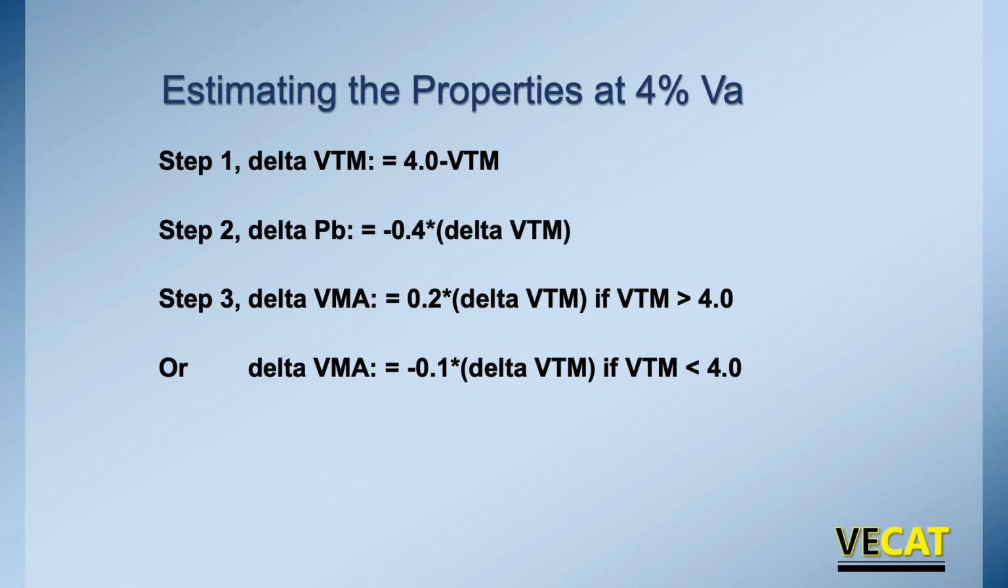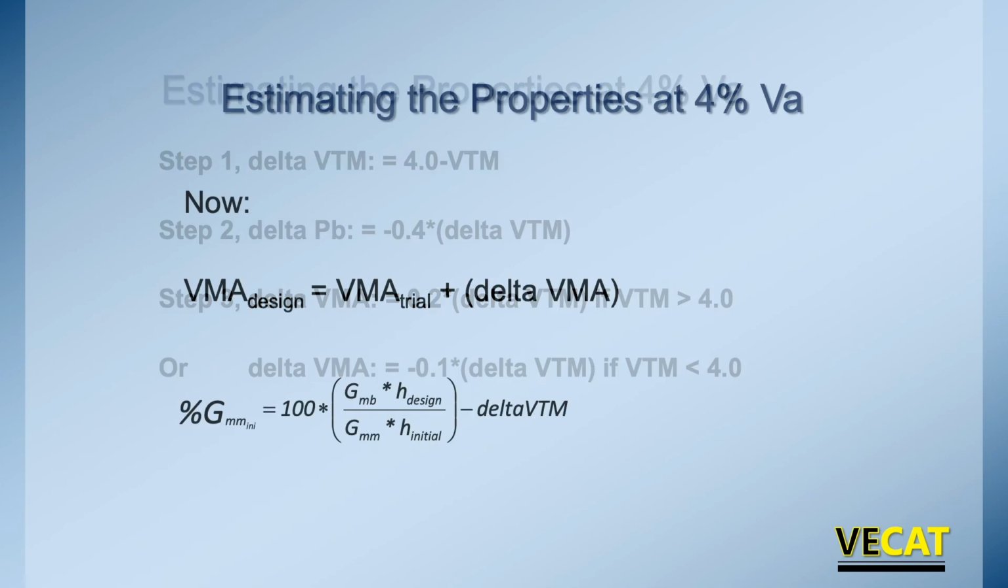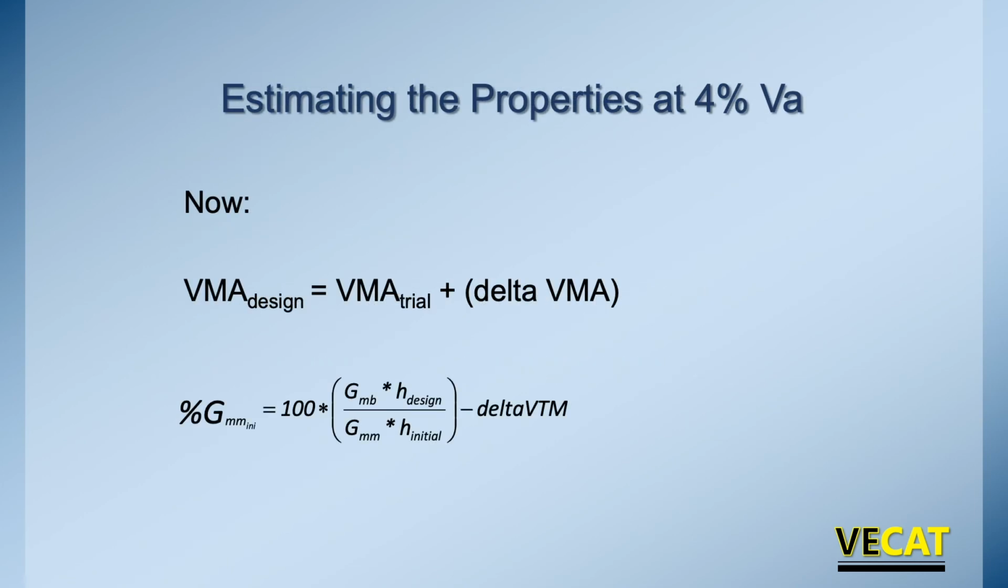So we've got to calculate the delta VTM, the delta Pb, which is delta binder, and delta VMA, which has two different formulas depending on where our VTM finished up in the trial blend. We're going to select the formula that's appropriate for that blend. So when we're estimating the properties at 4%, the VMA is going to be equal to the VMA plus the delta VMA.